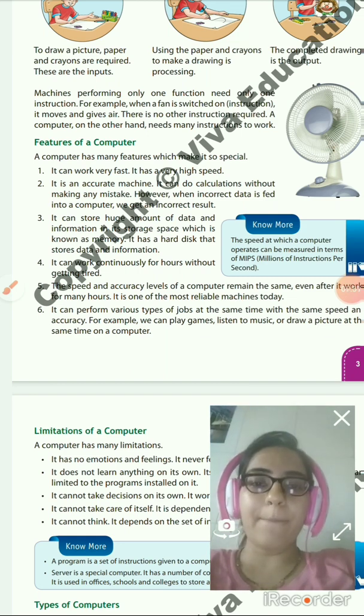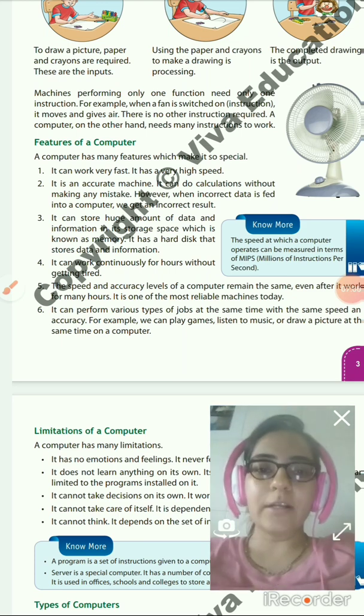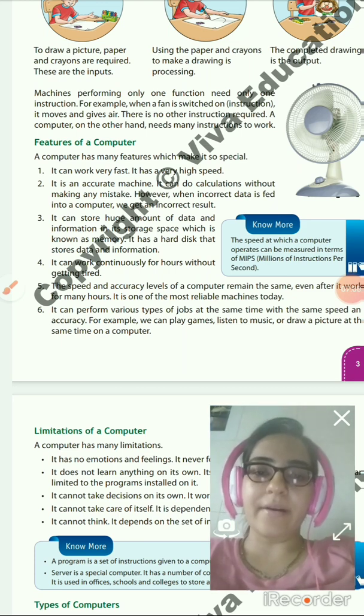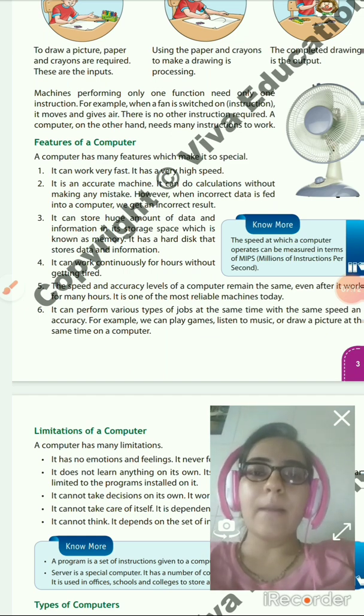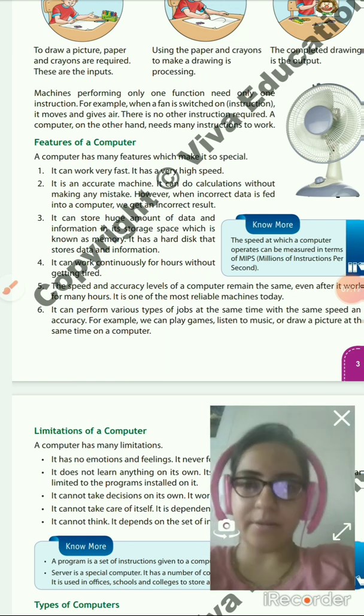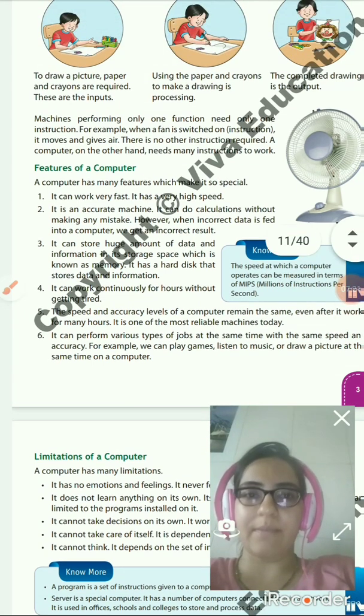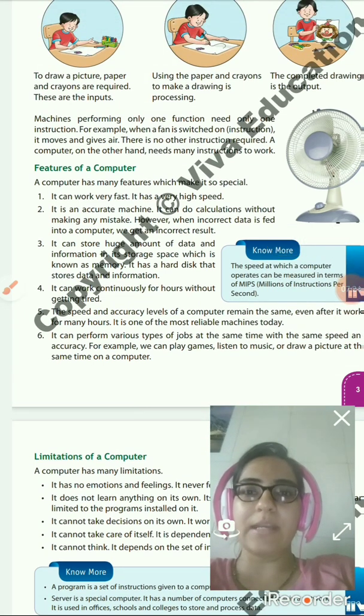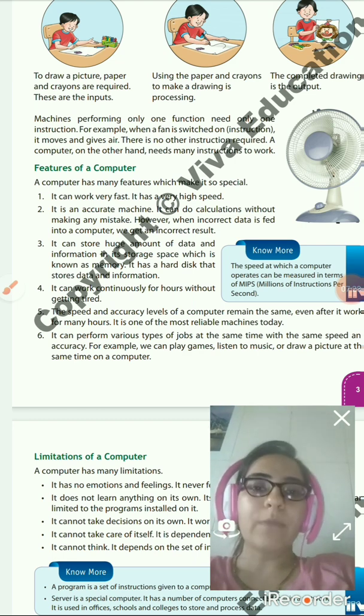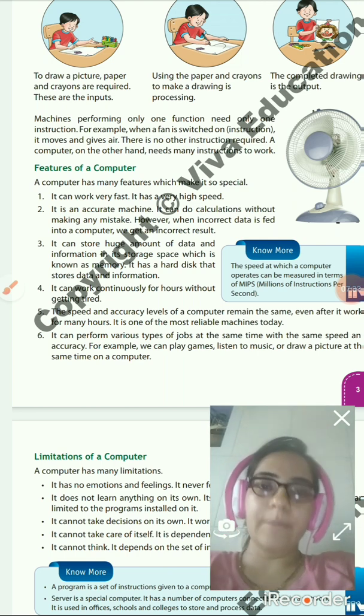It can work continuously for hours without getting tired. A computer can work tirelessly. As human beings, after completing such work, we get tired. We cannot work for more than 4 to 5 hours continuously. But as a machine, the computer can work continuously without getting tired. The speed and accuracy levels of a computer remain the same even after it works for many hours. It is one of the most reliable machines today, which can work continuously without getting tired.